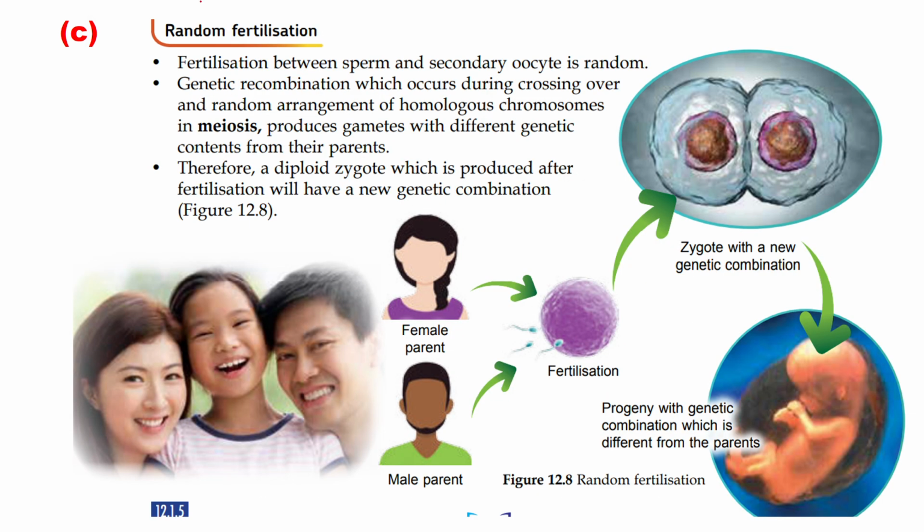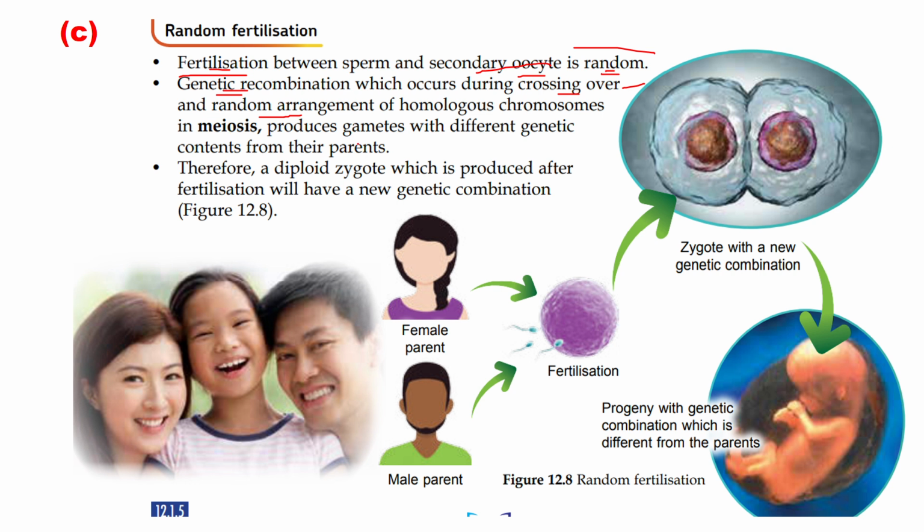Okay, next one is random fertilization ataupun persenyawaan secara rawak. Okay, fertilization, this process means the sperm, which is the gamete of the male, is going to fertilize the secondary oocyte, which is the gamete of the female, and this process happens randomly. So genetic combination, just now we have seen that genetic combination which occurs during crossing over, okay, and also random arrangement of homologous chromosomes in meiosis.